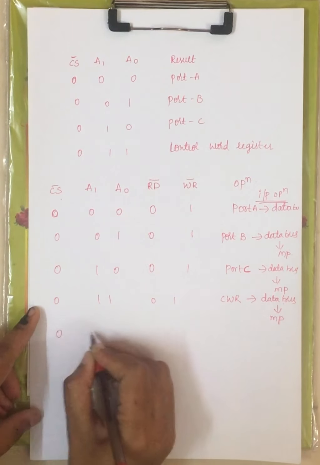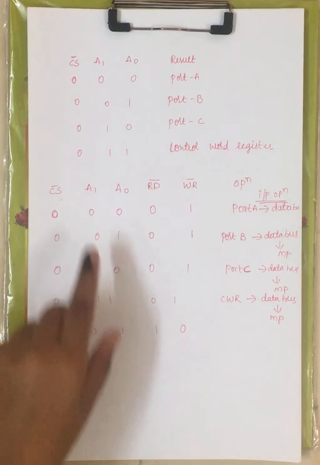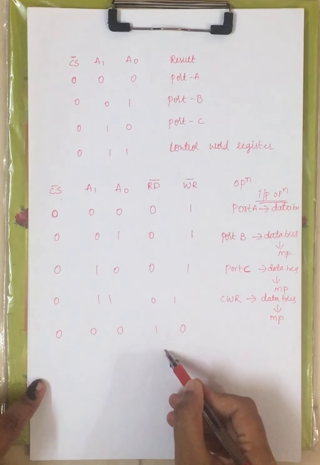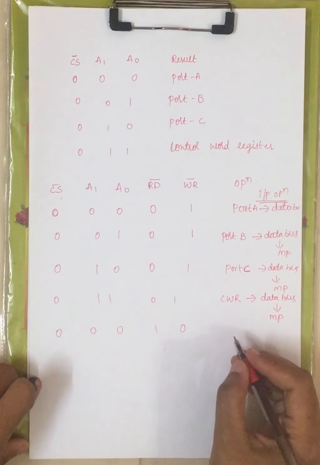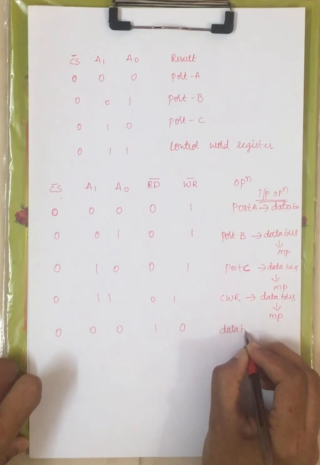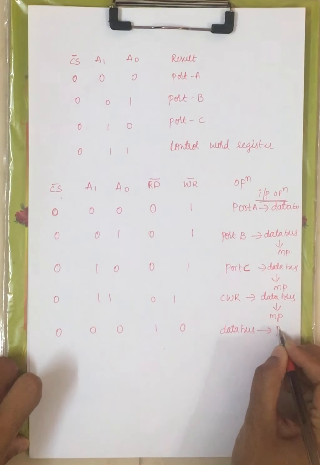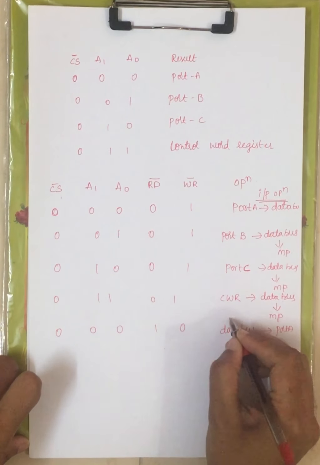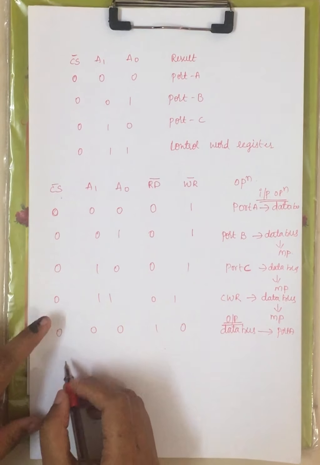Now similarly, when it is 0, 0, 0, which port is selected when all are zeros? Port A, right? Now the read signal is not performing since it is logic 1. Now the write signal is 0, right? What does it indicate? Through the data bus, the microprocessor is writing the data to port A, right? This is an output operation, right?